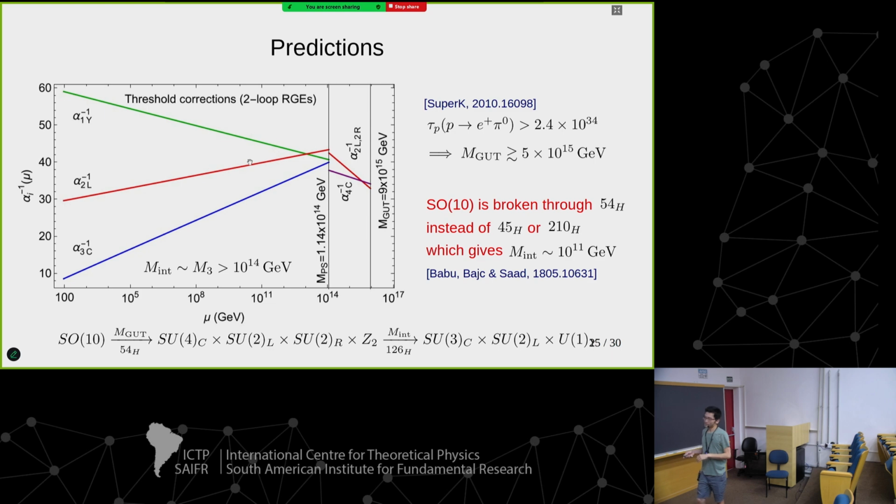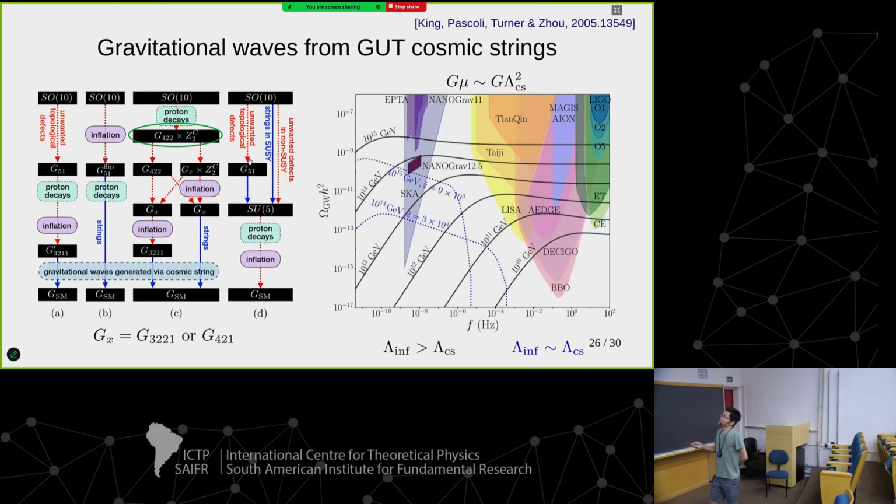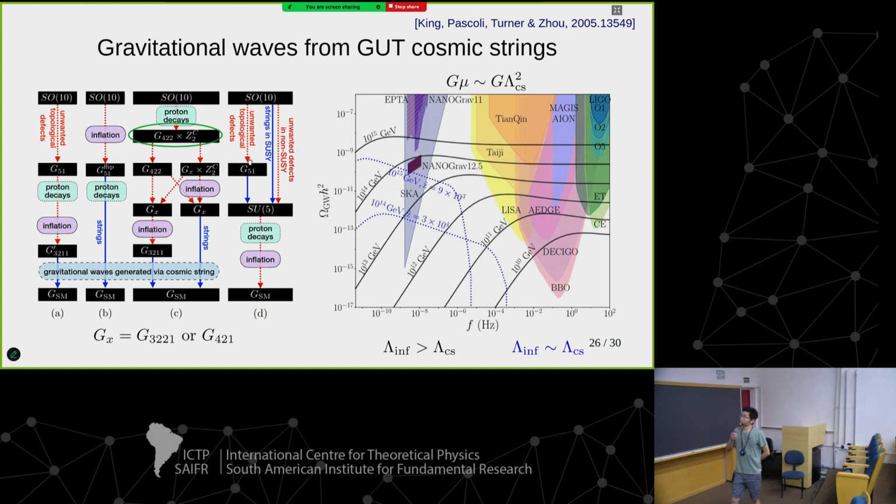So more like, this is just a slide that I borrowed from this paper, where they analyze various ways that, from the breaking of SO(10), you can get a cosmic string if your intermediate gauge group has a U(1).